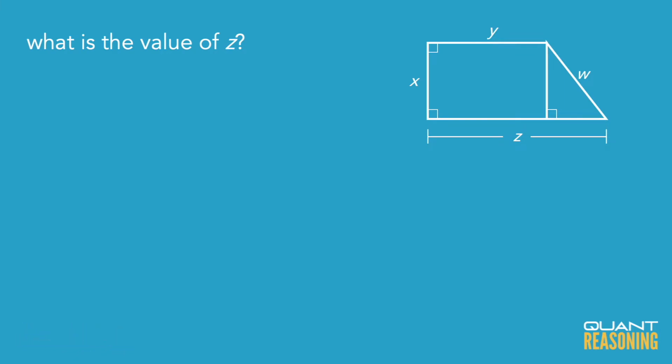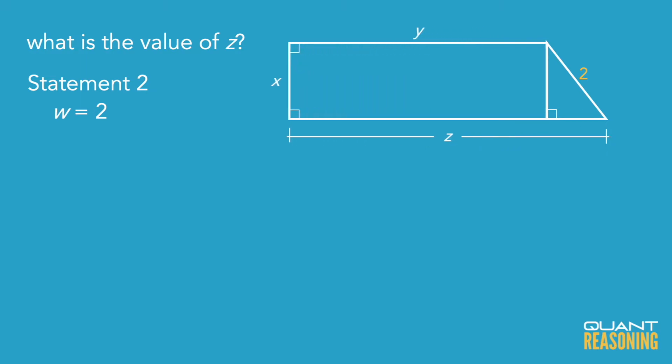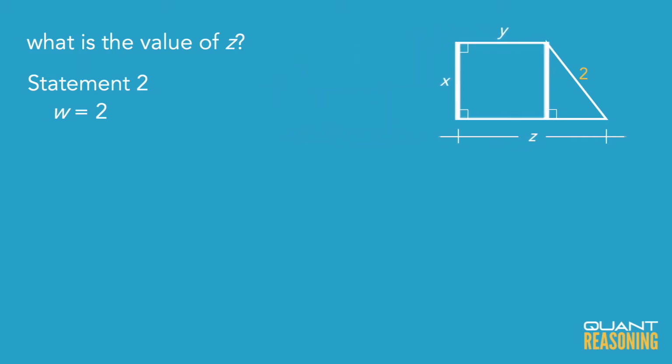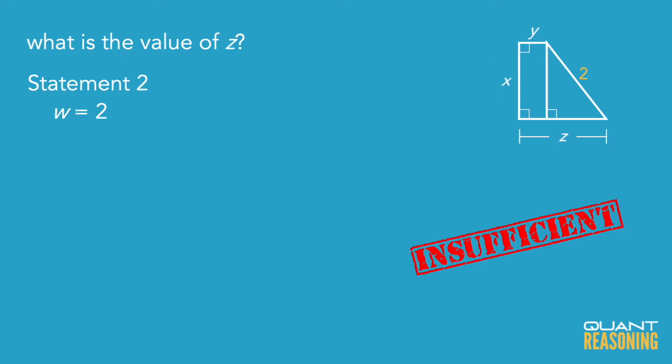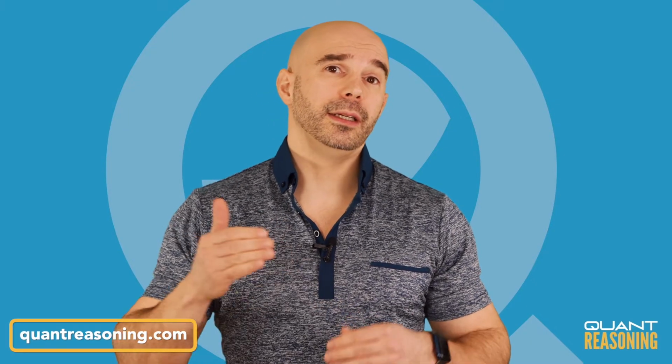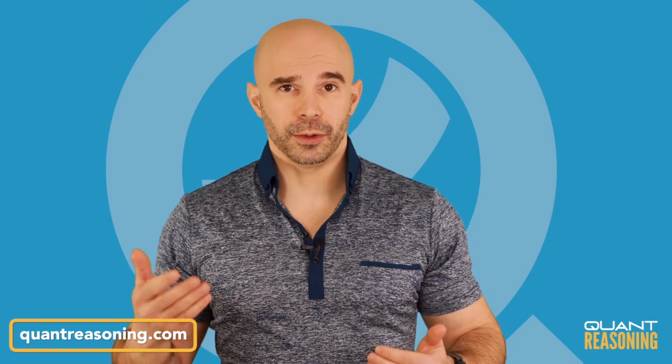to evaluate. All statement 2 tells us is the value of w. But the thing is, I have no way of knowing how long this rectangle is. It could be 1,000,000 units long, or it could be 1 unit long, and therefore just having w, I can't see how I could possibly solve for z, and I'm going to eliminate the answer choices that claim that statement 2 is sufficient on its own. So b and d are gone, and we're down to a, c, or e.